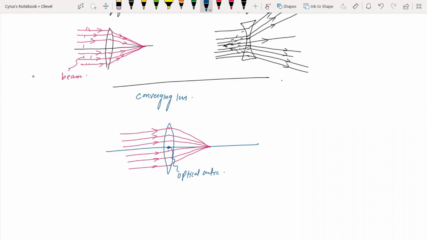ठीक है। अच्छा, ये जो आपको पॉइंट नजर आ रहा है, ये वाला जहां पे ये मीट कर रही है, इसको हम कहते हैं प्रिंसिपल फोकस और द फोकल पॉइंट ऑफ द लेंस, ठीक है। और ये जो डिस्टेंस होता है ऑप्टिकल सेंटर से लेके फोकल पॉइंट तक, इसको हम कहते हैं फोकल लेंथ। This length from here till here, from the optical center to the principal focus, is known as focal length. We call this focal length.